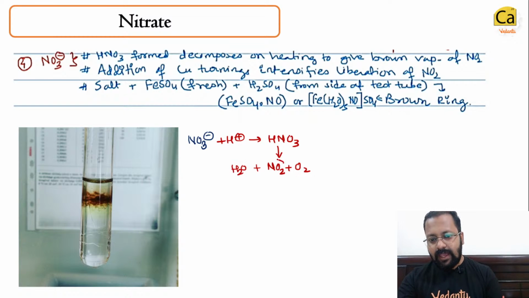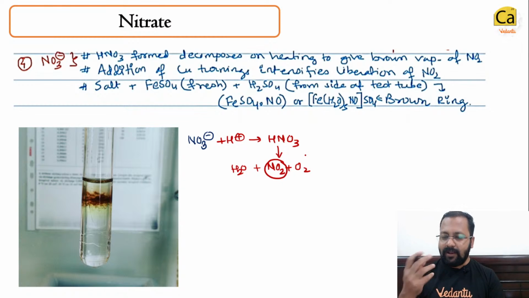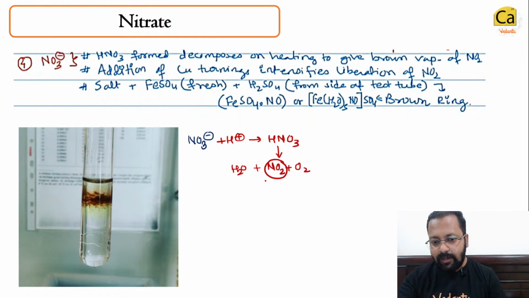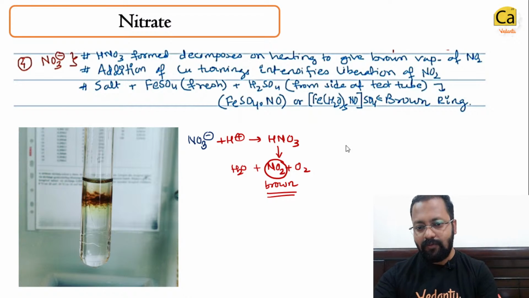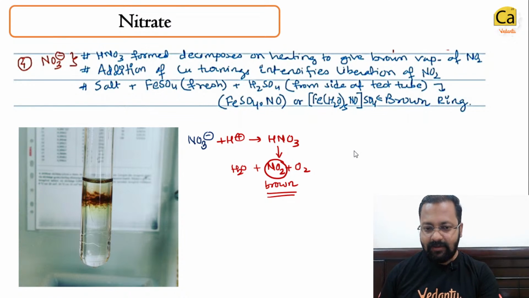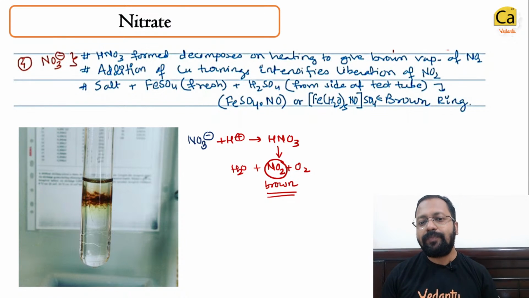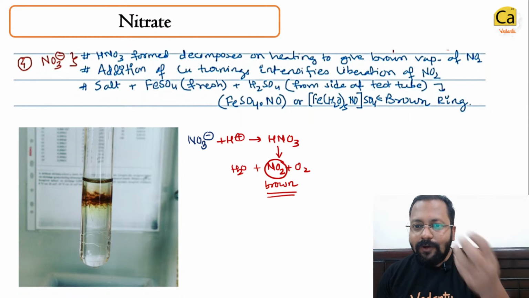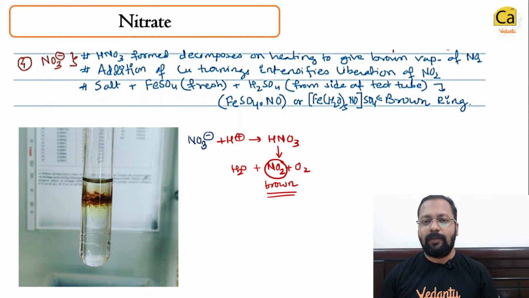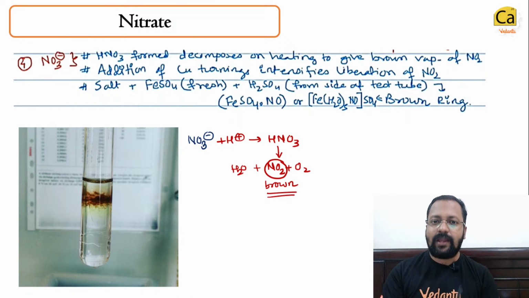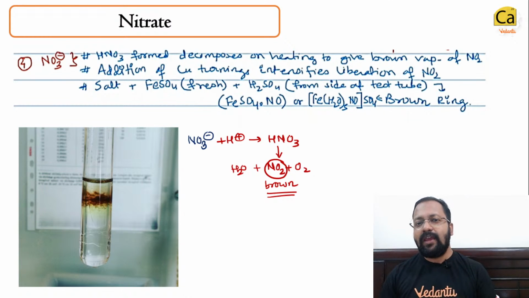So this NO2 which is obtained will be brown in color. These are brown vapors. Clear? It is a brown vapor. Now the moment you add copper turnings to it, the brown vapor intensifies. More brown vapors start coming out. Why does this happen? Copper will react with HNO3 and will further decompose it to give NO2 gas.